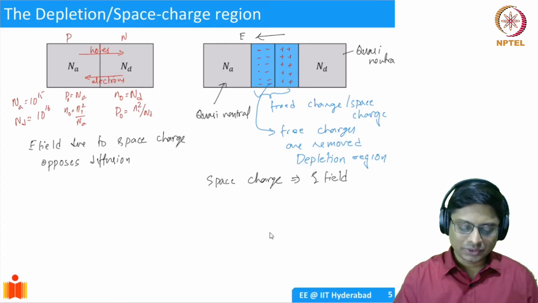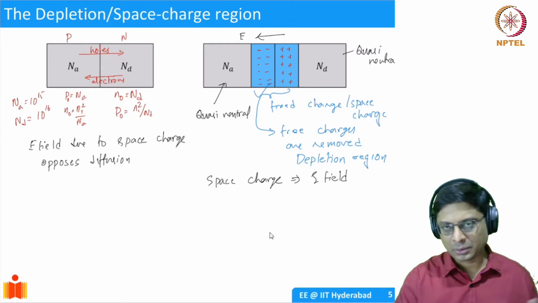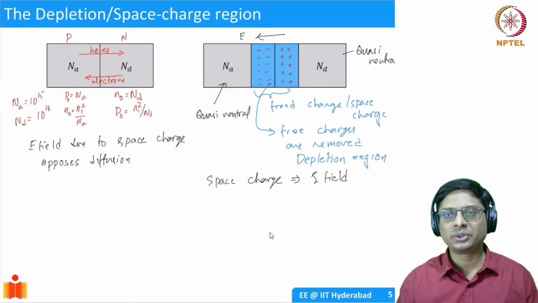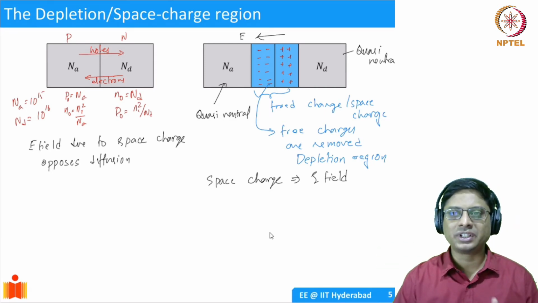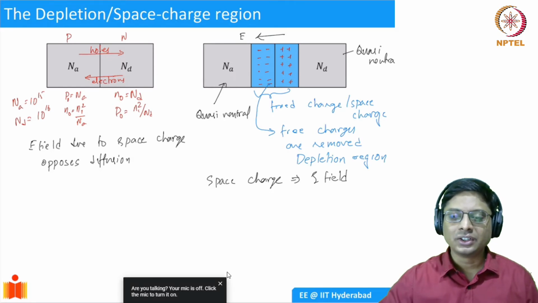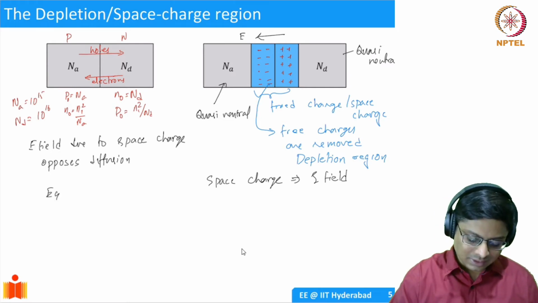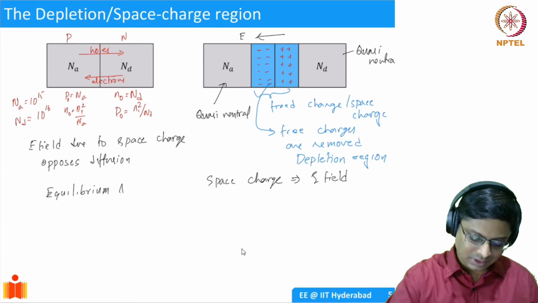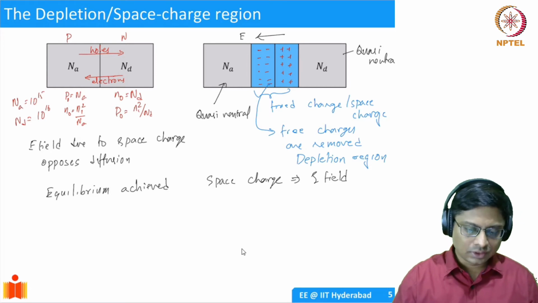All right. So because of that, an equilibrium is reached. The forward driving force is the diffusion. The opposing force is the depletion region that is formed, and that is creating an electric field. So because of that, there is an equilibrium, and that results in what is known as a built-in potential. Equilibrium achieved.